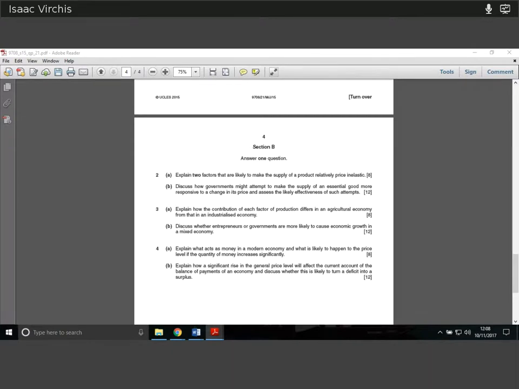And then lastly, a good consideration is, what's the government's situation? Does the government have a budget deficit? Is the government running out of money?